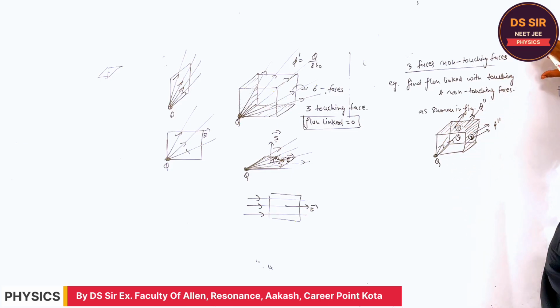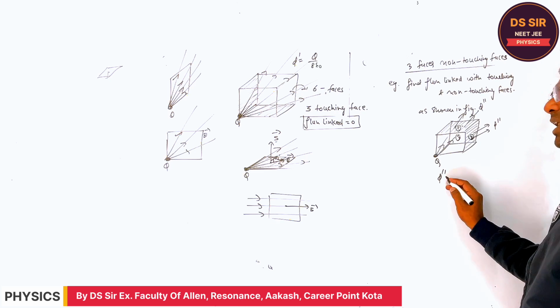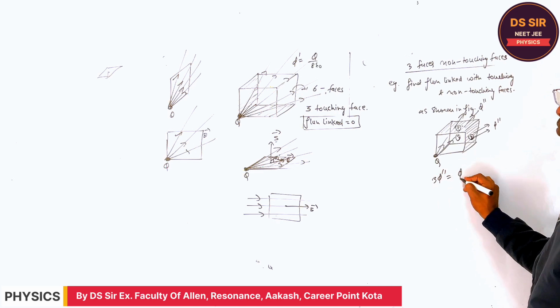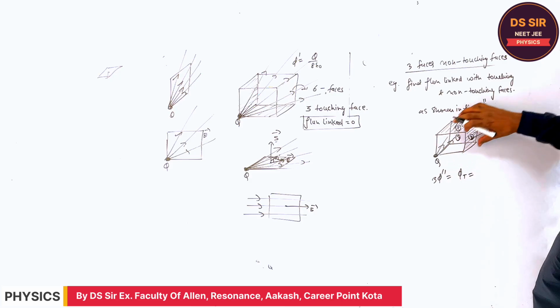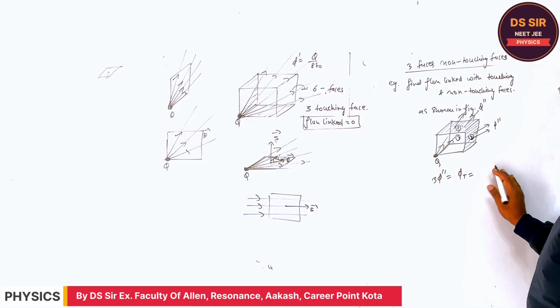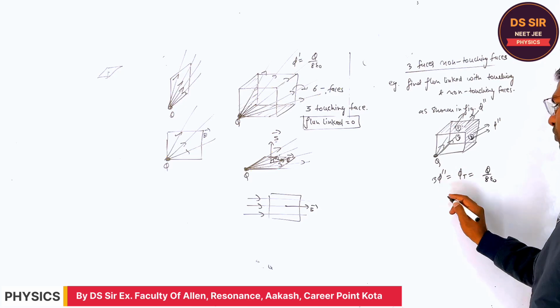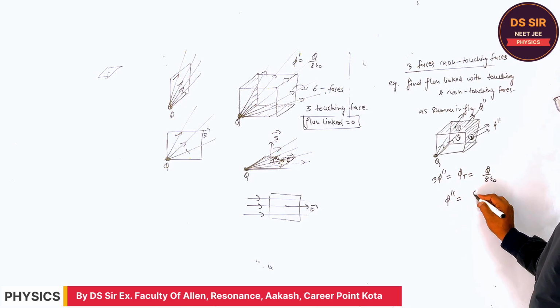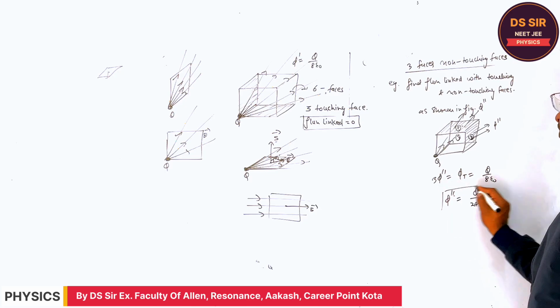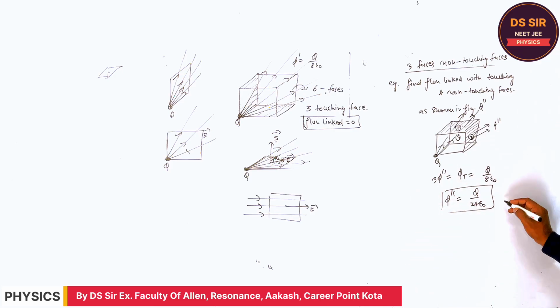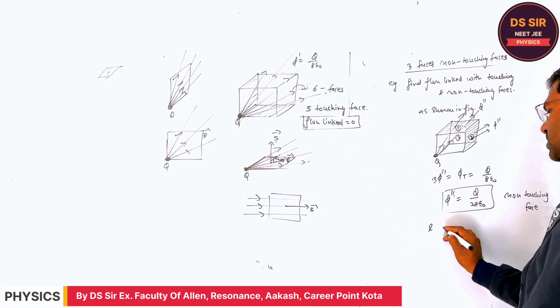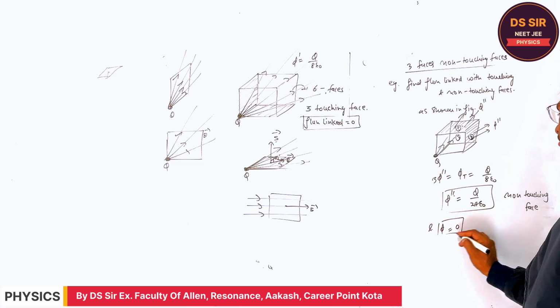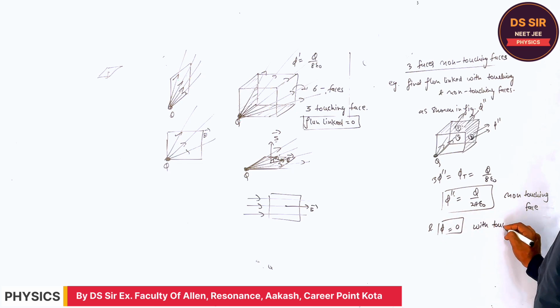So what is the total flux? Phi double dash plus phi double dash plus phi double dash is equal to the total flux. What is the total flux linked with this cube? Say q by 8 epsilon naught. So phi double dash is the flux linked with one non-touching face, because the flux linked with the touching faces is equal to 0. Is it clear or not? Yes. This is the thing.